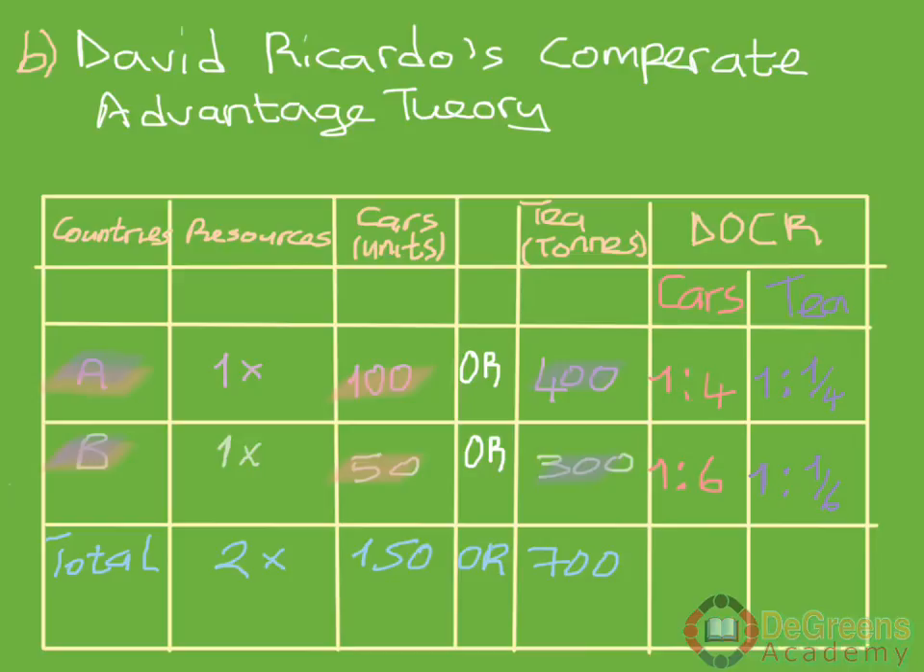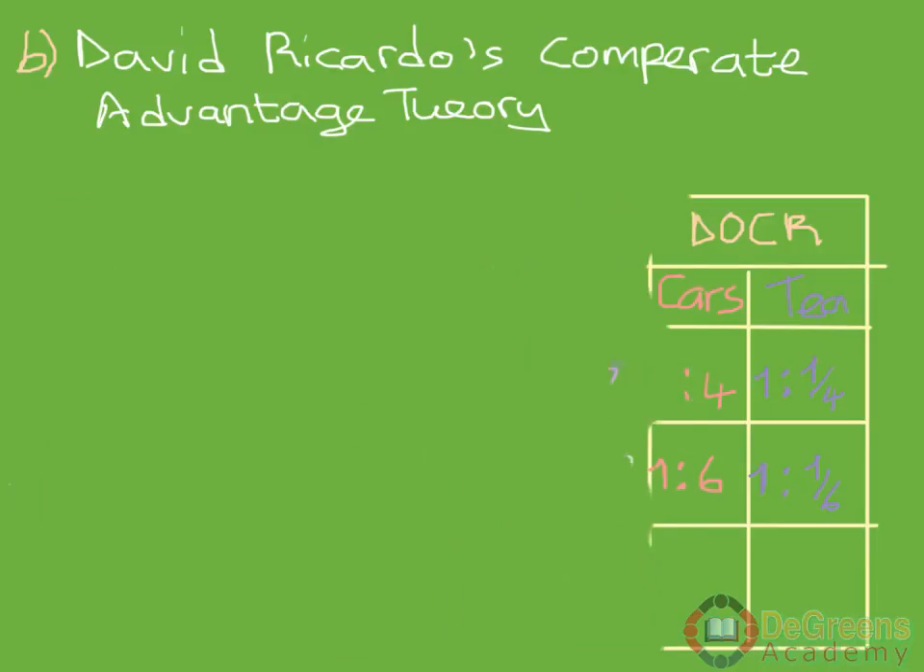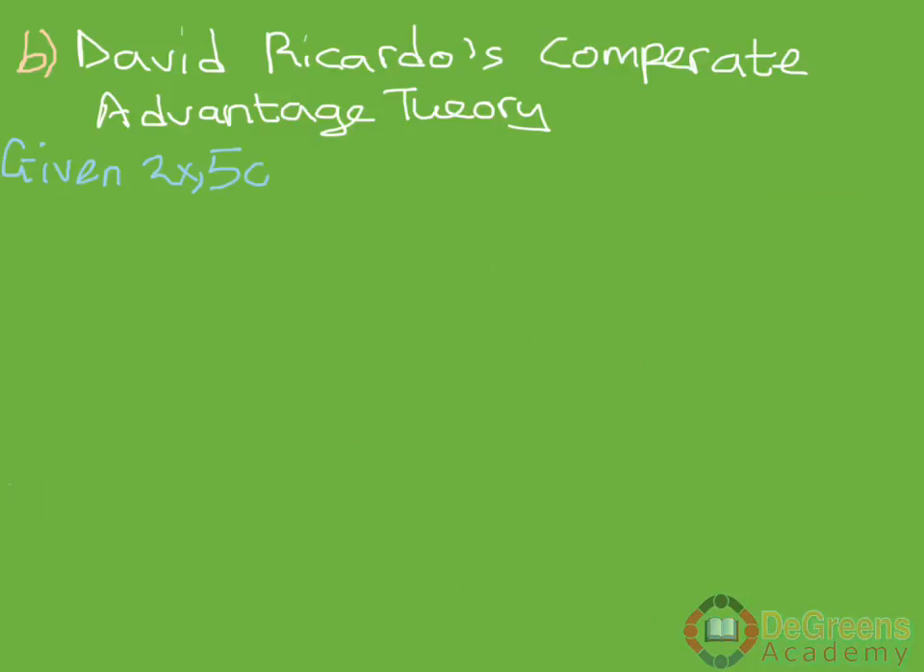So country B will lose 1/6 units of cars to produce 1 ton of tea. Now that we've seen this, we're looking at given 2 resources to both countries and 50% allocated to each industry.